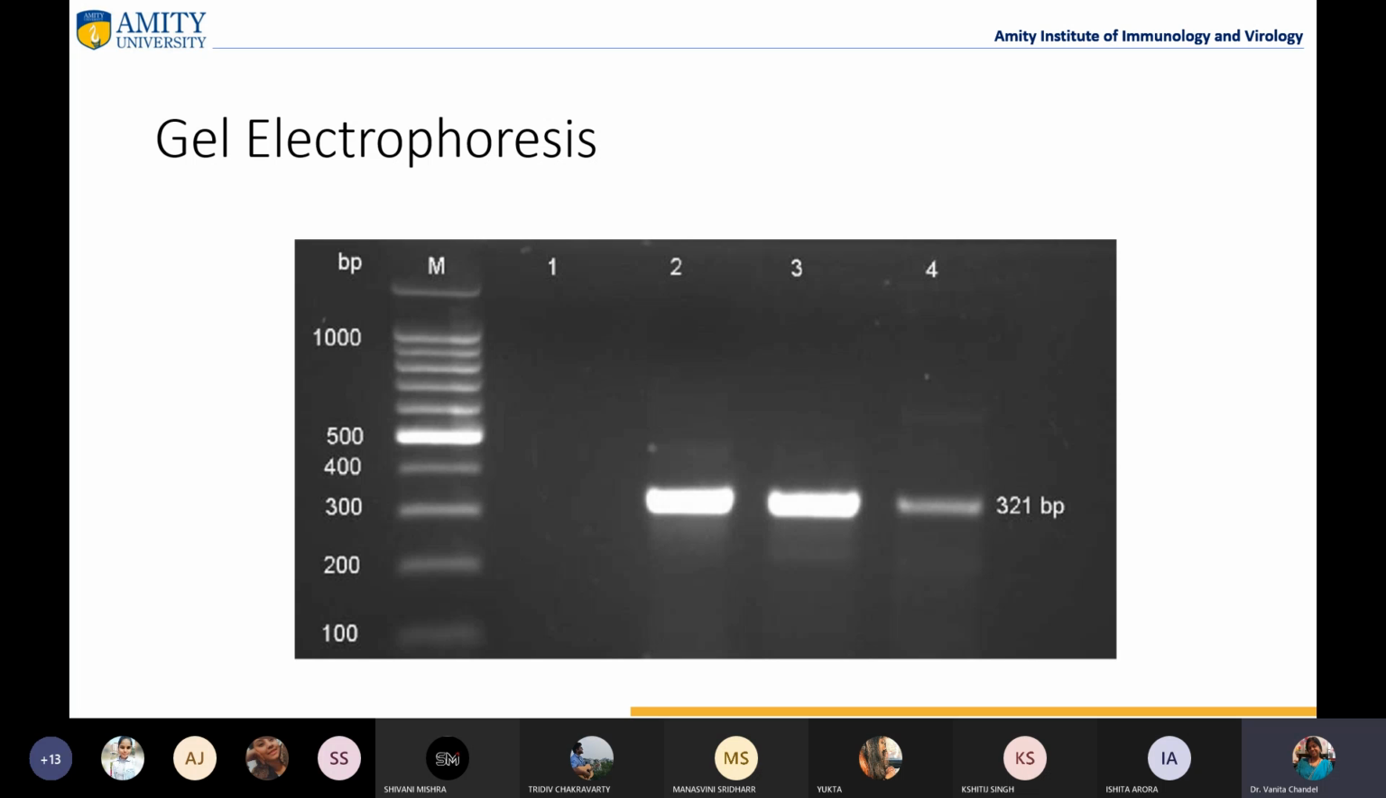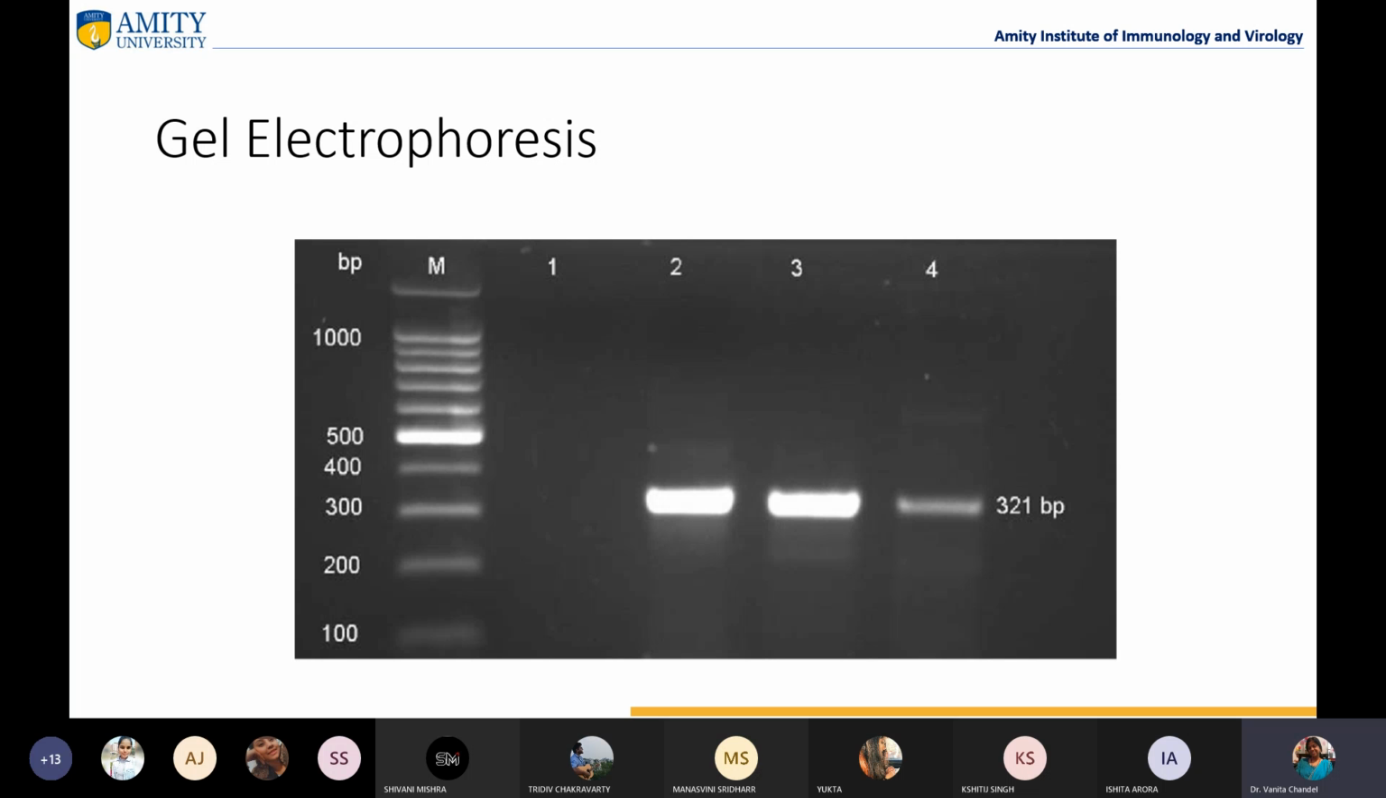DNA, we need to elute this DNA from the gel, right? We need to take out this DNA from the gel, and then we'll go for cloning, and in the end we'll sequence the sample and we'll see whether the virus is there or not. So this is a long process. It's not that only after the PCR you'll be able to know that okay, this virus is present, sure shot.